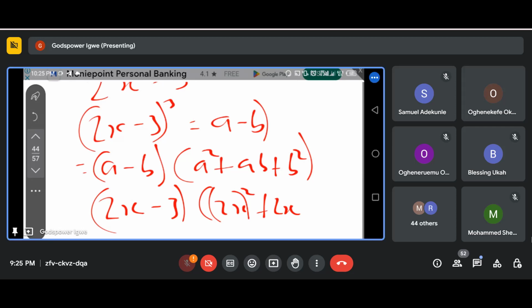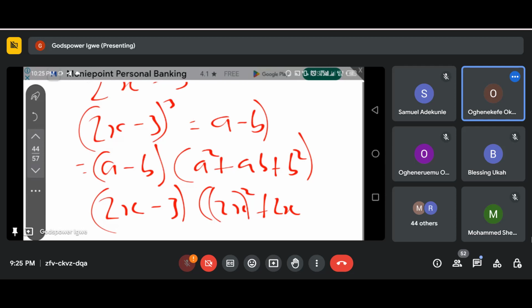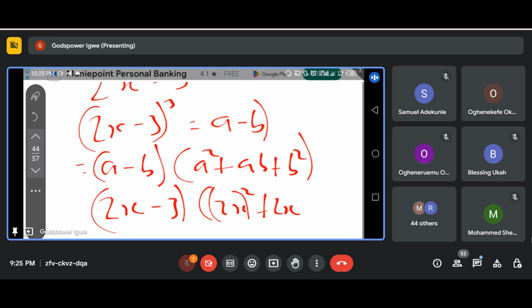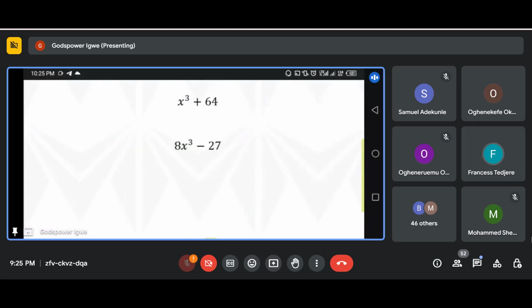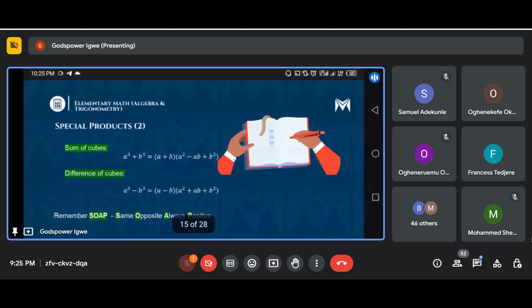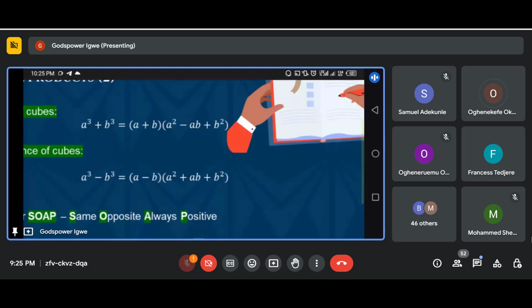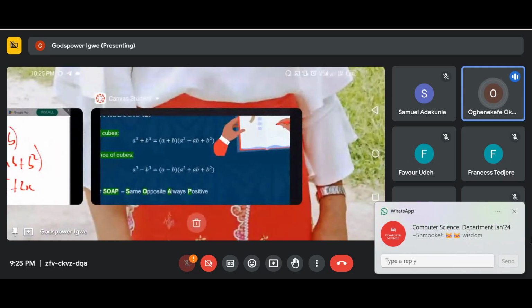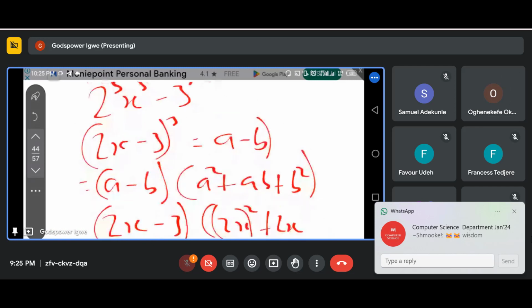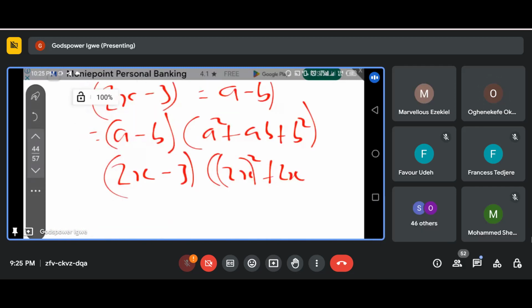Minus 6x. They say that side is minus AB, so it will be 2x times 3. It's not supposed to be minus. I checked very well. This particular one is plus. Look at it now, look from the formula. Right? Okay, I understand now. Thank you.